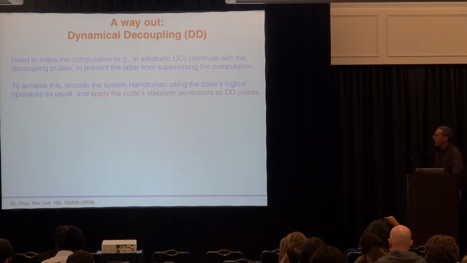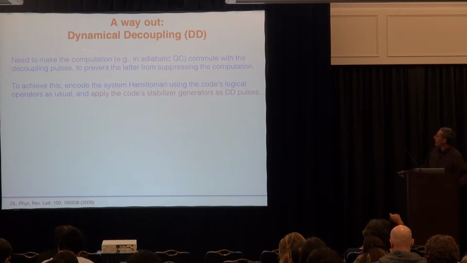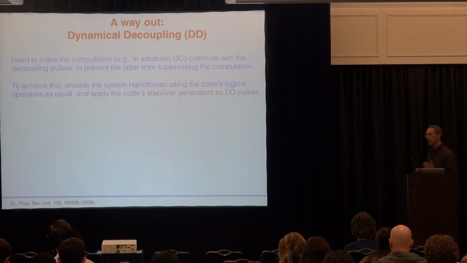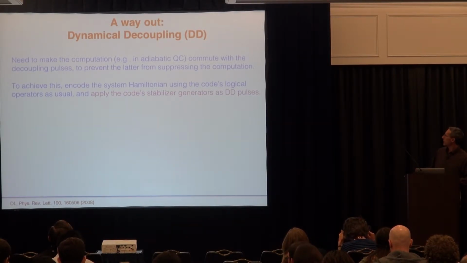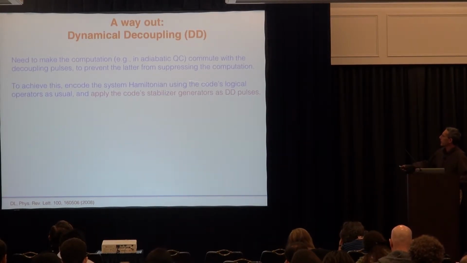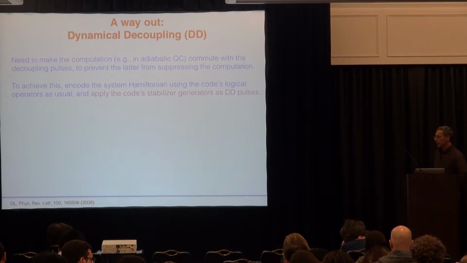In order to use dynamical decoupling, what we should do is make the computation, let's say the adiabatic quantum computation, commute with the decoupling pulses so that they don't interfere. And to achieve this, the idea is to, like in JFS, encode the system Hamiltonian using the code's logical operators, and apply the code stabilizer generators as dynamical decoupling pulses. And this is key because these are now unitary operators. And so if they're k-local, that means they're k-local as a gate, not k-local as a Hamiltonian.